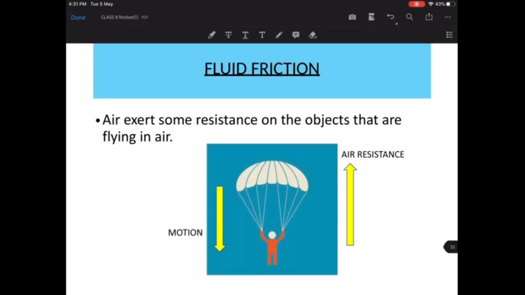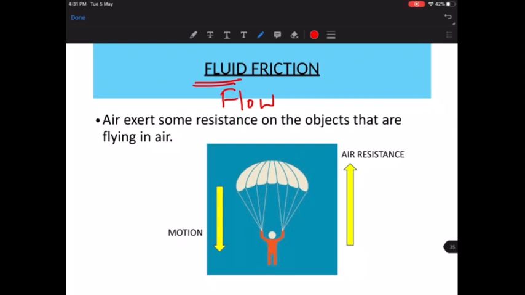Fluid, the term. What do you mean by fluid? Fluid means something which can flow. Something which can flow is fluid, okay? Which is able to flow is called as fluid. So, gas can flow? Yes. Liquids can flow? Yes.